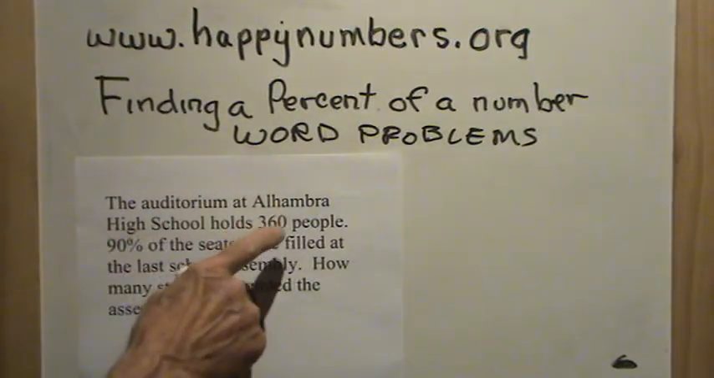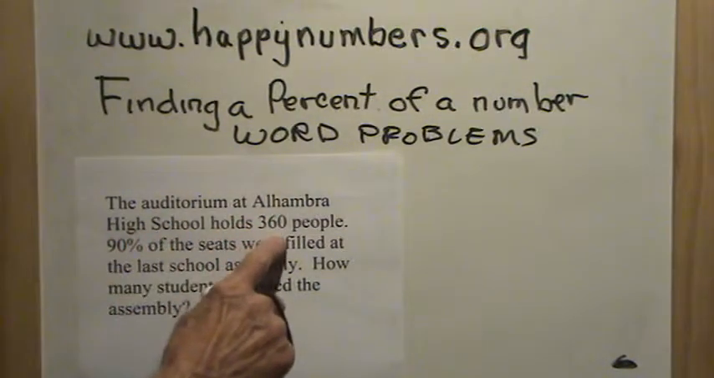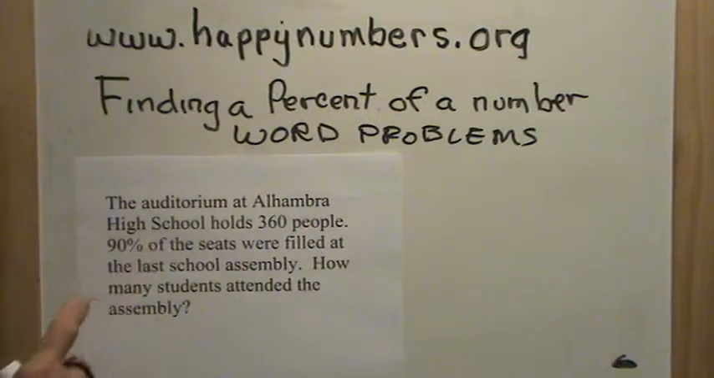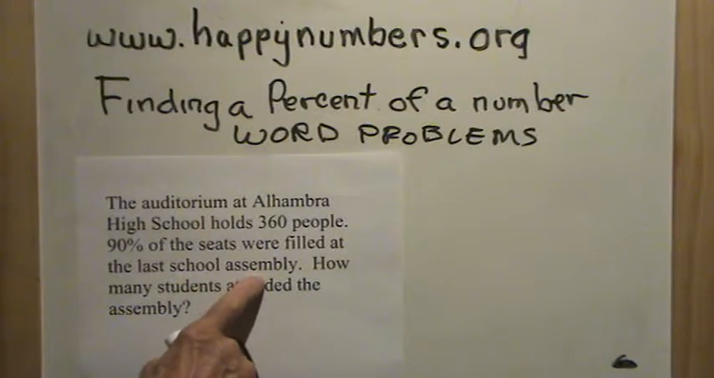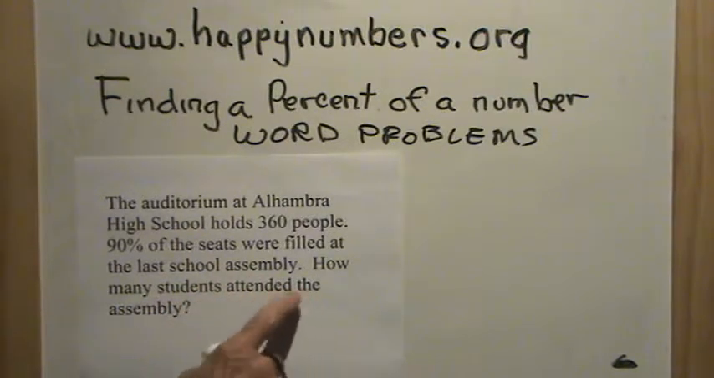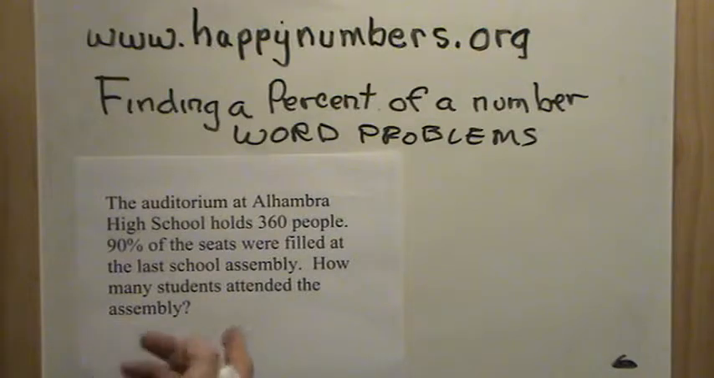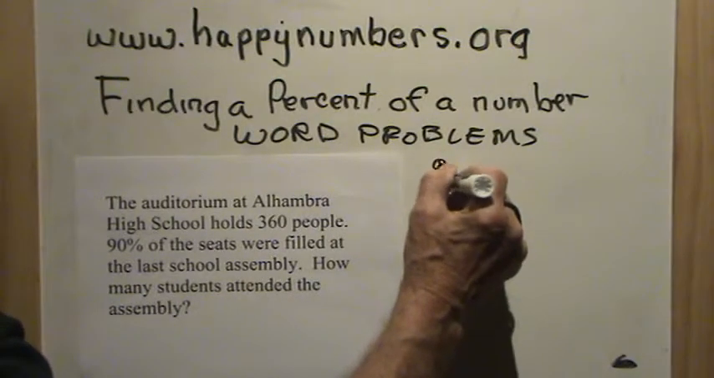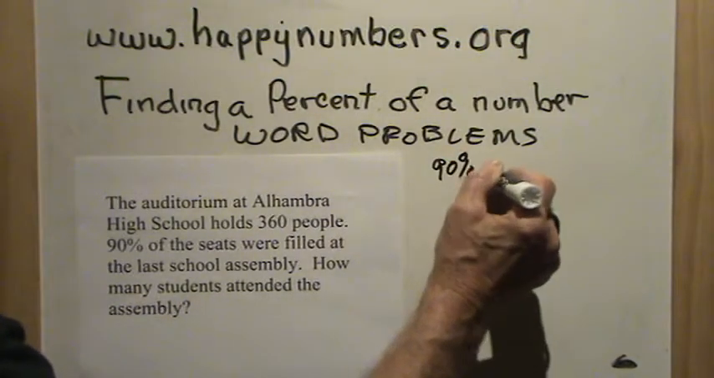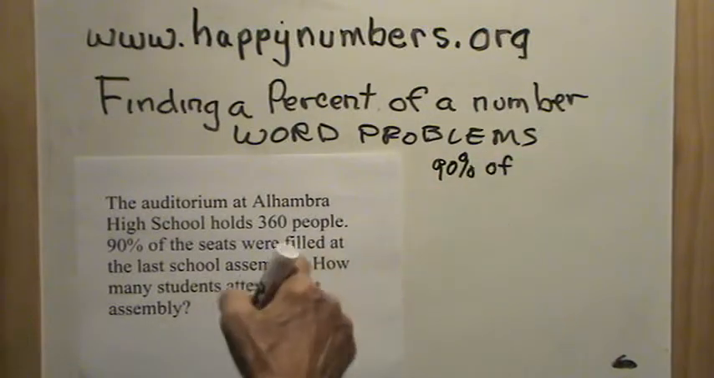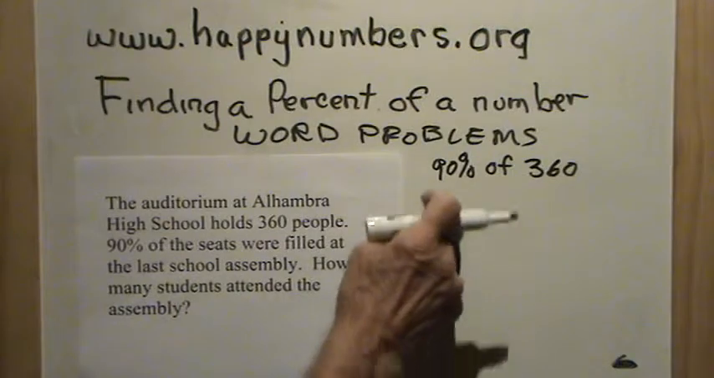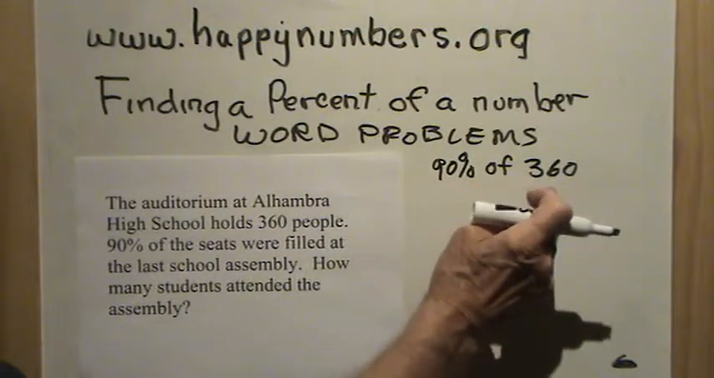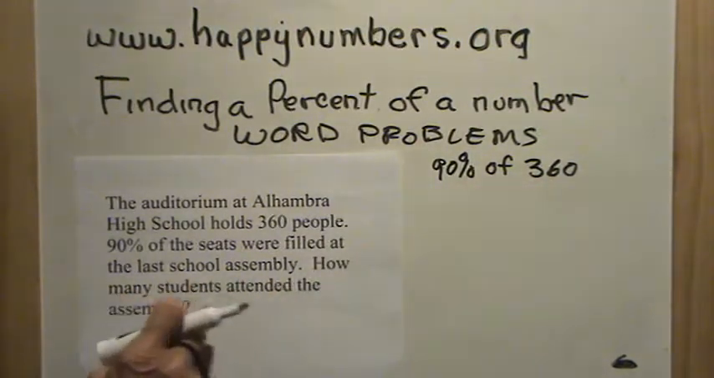The auditorium at Alhambra High School holds 360 people. 90% of the seats were filled at the last school assembly. How many students attended the assembly? Well, okay, actually, so what we want to know, what is 90% of 360? Because if we can figure out what 90% of 360 is, we'll know how many students were at the assembly.